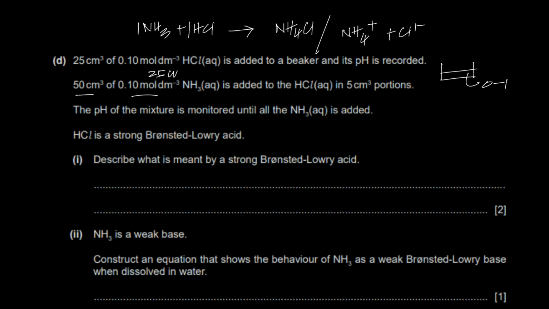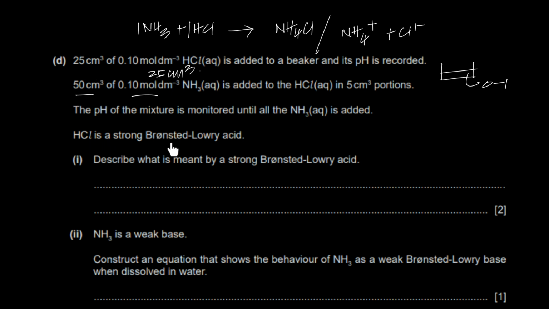It would be 25 cm³. That's another idea, that he's adding 50 cm³, but out of this 50, 25 would completely react with this, and the reaction would be over. The other 25 cm³ is just excess ammonia that he is adding, right? And he's saying he's adding it in 5 cm³ portions. The pH of the mixture is monitored until all the NH3 is added. So he's effectively adding all 50 cm³.